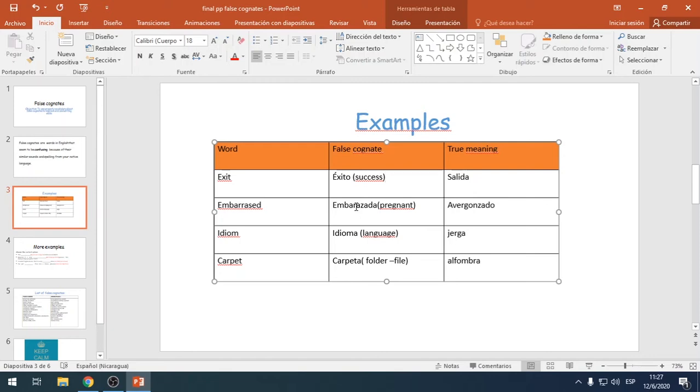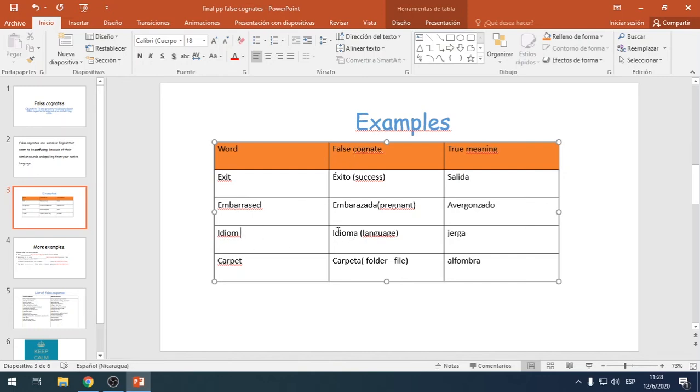You confuse it. But the real meaning of embarrassed is avergonzado, apenado. So how do you say embarazada? You say pregnant. If you see parentheses, you have the correct translation of the false cognate. Another example is idiom. When you hear the word idiom, it sounds similar to Spanish when we say idioma. Oh, teacher, that's idioma. So idiom is considered a false cognate.